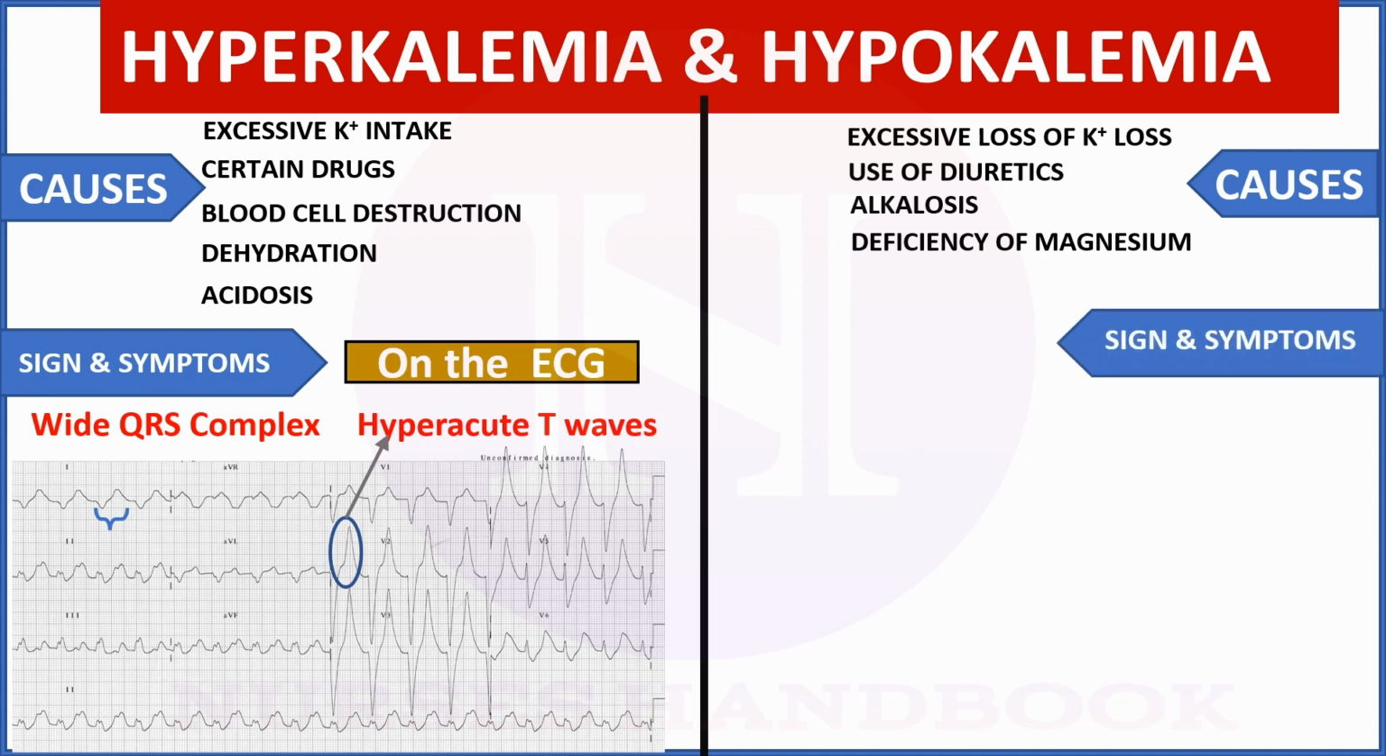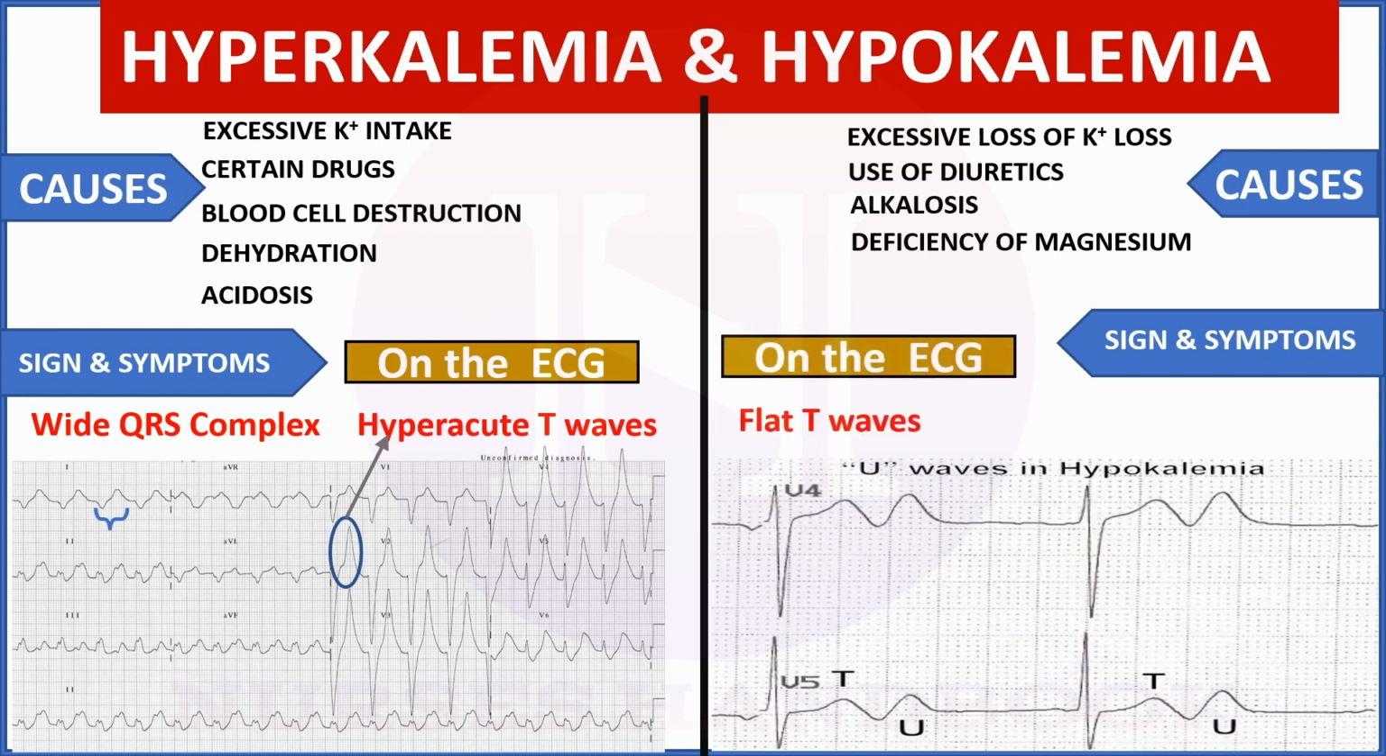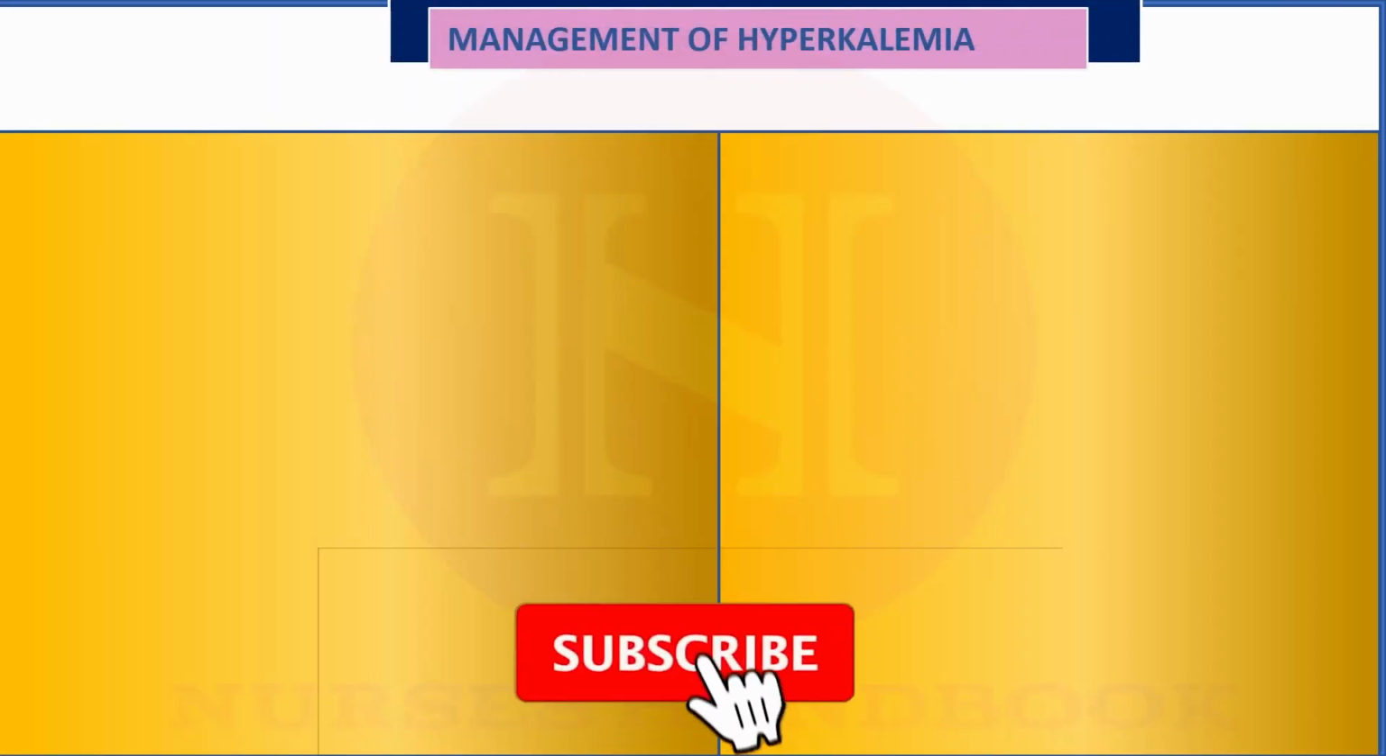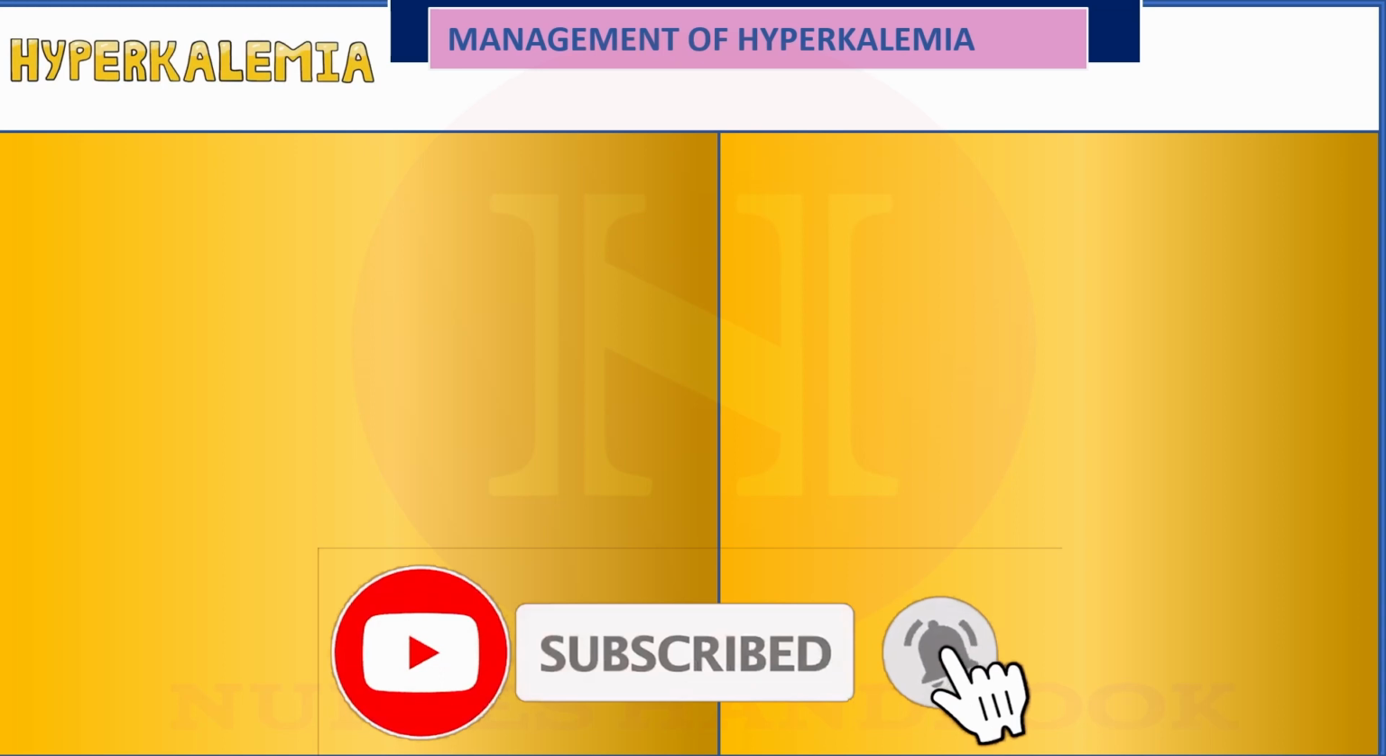Now coming to the hypokalemia, the symptoms may include weakness, fatigue, muscle cramps, pain, palpitations, etc. And on the ECG, one may find a flat T wave and the presence of U wave. Now coming to the management part of hyperkalemia.